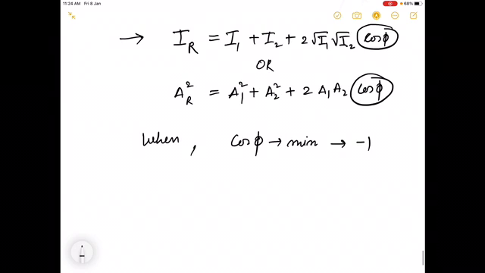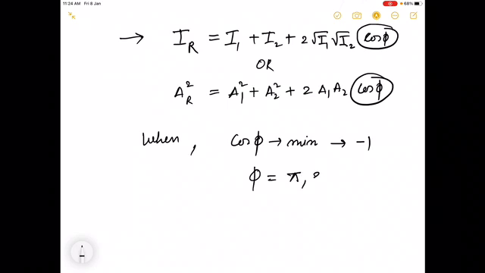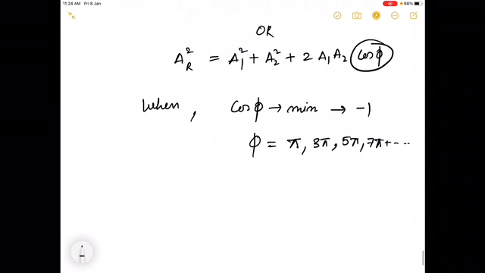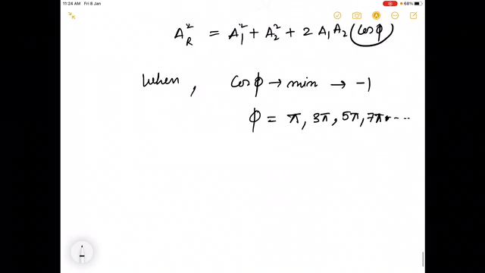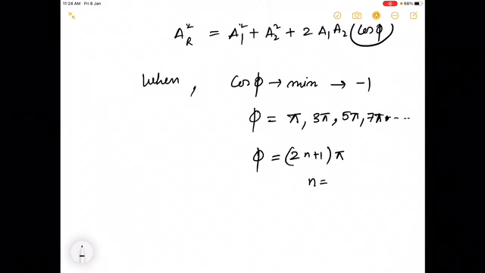-1 is the minimum value of cos phi, and we all know the values of phi for which cos phi is -1, right? The values are pi, 3 pi, 5 pi, 7 pi, and so on, right? Yes or no? That means it should be 2n plus 1 times pi. Jara check karo, right? Okay, so this time your n should start from 0, right? 0, 1, 2, 3, your n should be a whole number.